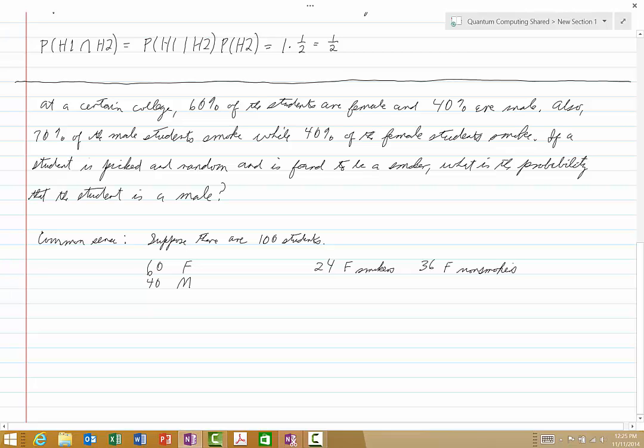And for the males, the probability that a male student smokes is 70%. So of those 40 males, you would have 28 male smokers and 12 male non-smokers.